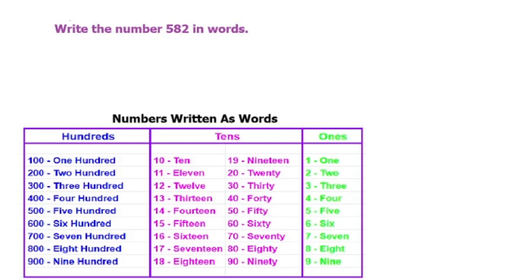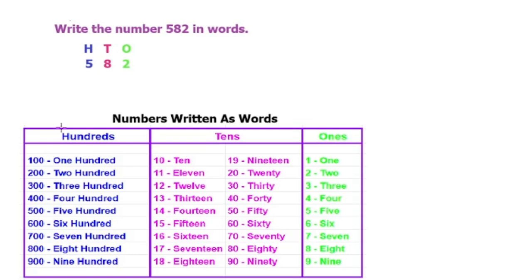So to do this properly, we need to remember our place values, right? So the hundreds, the tens, and the ones. So if we look at this number, 582, this is the hundreds place value, this is the tens place value, and this is the ones place value.